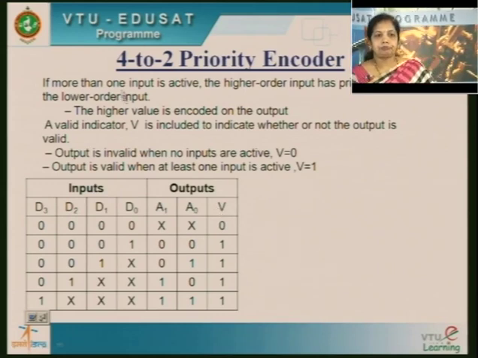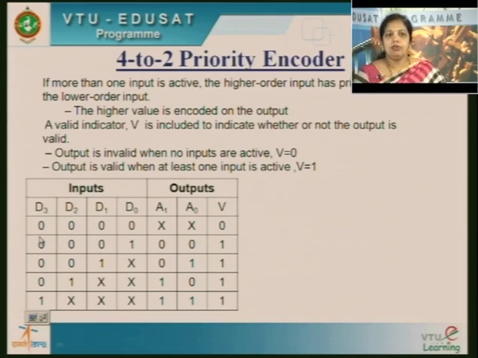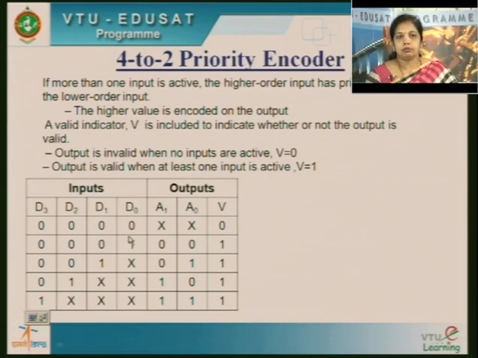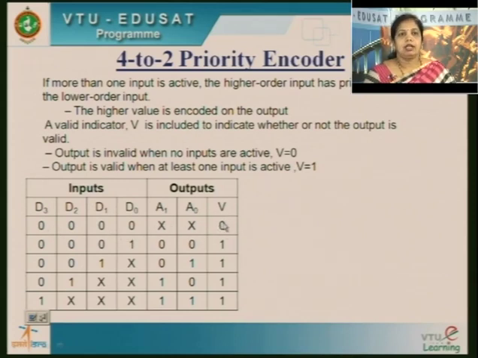Suppose all of my inputs are 0. No matter what the output is, it is invalid, so your V output will become 0. It indicates no inputs are active. Suppose the first input is active, you can see here.